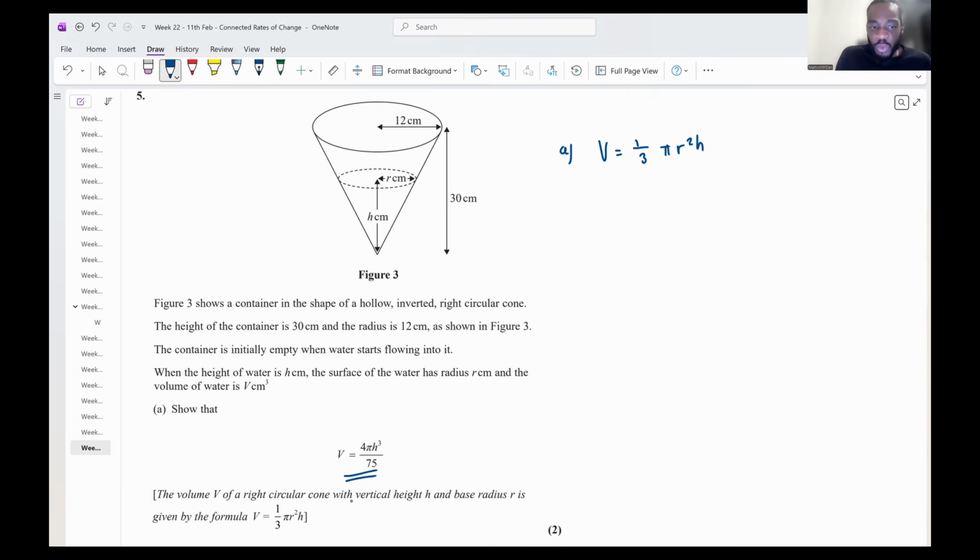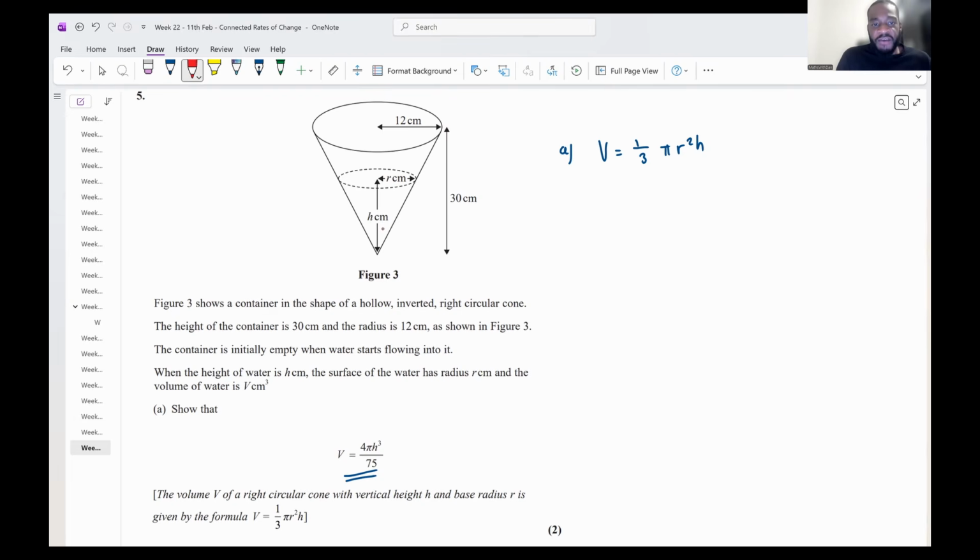Now, when I look at what we're trying to show, it's all in terms of h. There's no r. That tells me immediately that I need to get an expression for r in terms of h. How do I go about doing that? Well, this is a pretty cool question. It doesn't come up a lot, but there's something you have to remember with these types of questions.